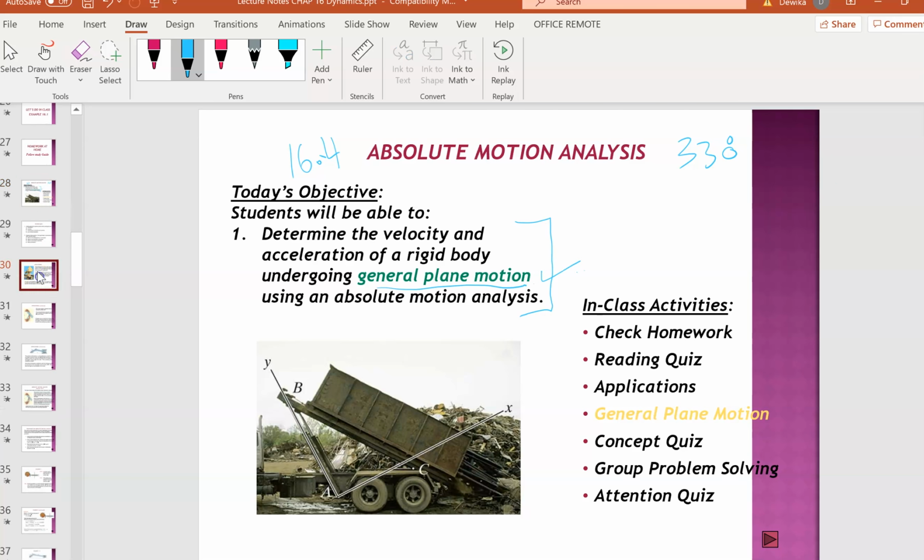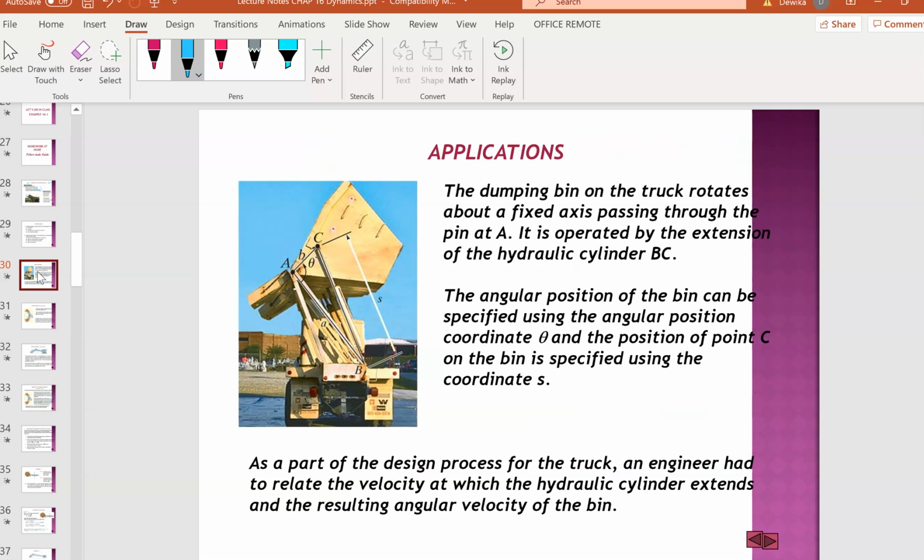Example: the dumping bin on the truck rotates about a fixed axis passing through the pin A. So you see here at A, there is a rotation. It is operated by the extension of the hydraulic BC. So BC is the hydraulic extension. The angular position of the beam can be specified using the angular position coordinate theta and the position of C. The objective of this chapter is to get B connected to A and connected to C via a series of equations.